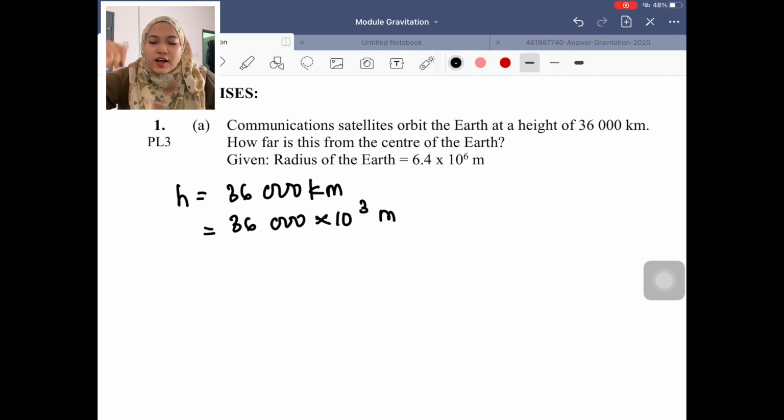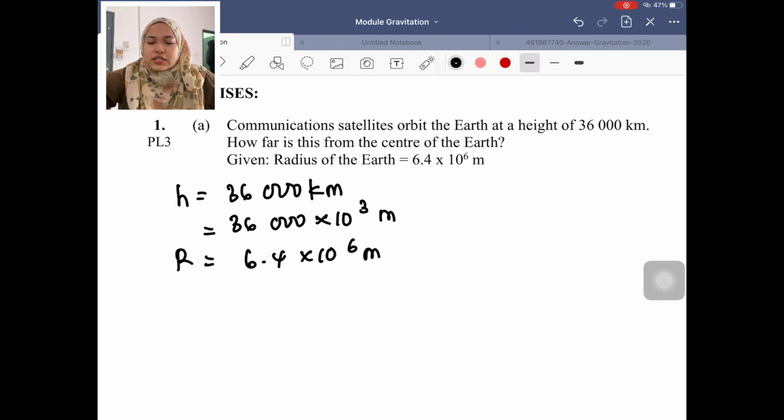How far is this from the center of the Earth? Given the radius of the Earth is 6.4 times 10 to the power of 6 meter, so capital R equals 6.4 times 10 to the power of 6 meter.